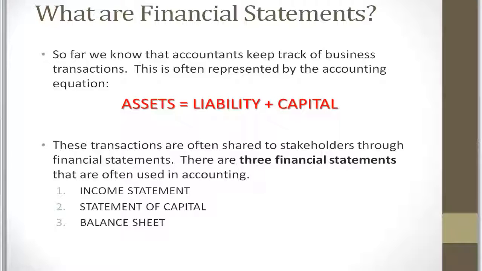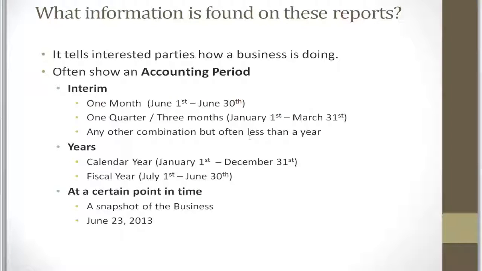These transactions are often shared with stakeholders through financial statements, and there are three main financial statements often used in accounting. We have the income statement, the statement of capital, and the balance sheet. So what type of information can be found in these reports? These reports show stakeholders, whether it's a client, a manager, or a government agency, how the business is doing. And these things are often shown in an accounting period.